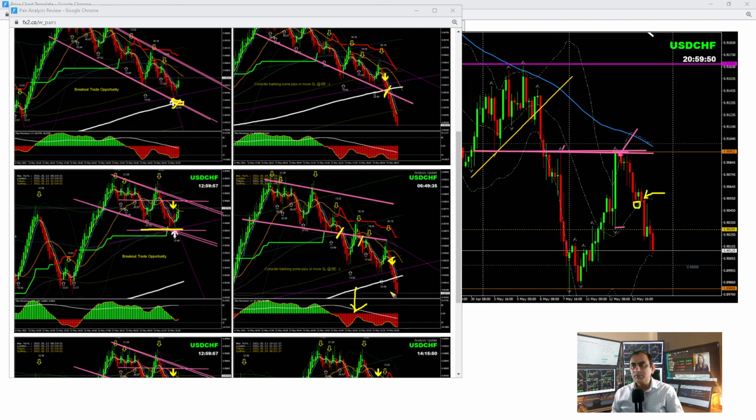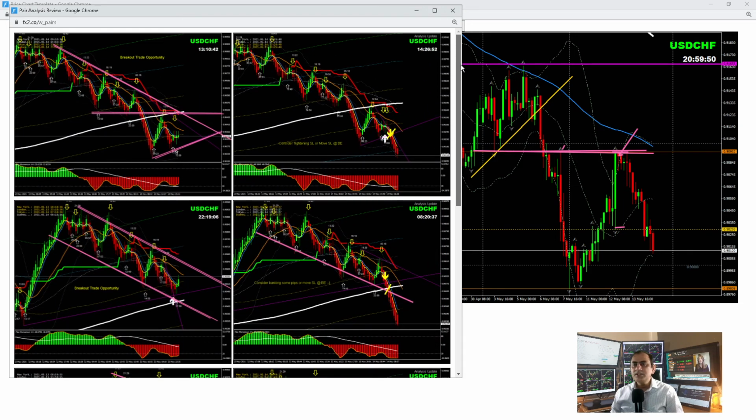So we were taking a pullback short based on the sentiment in price action in the 4 hour. We have price respected here, and we had an intraday support with the 4 hour price action, and that's why we keep taking a pullback short trade. Most of the traders banked beautiful pips.